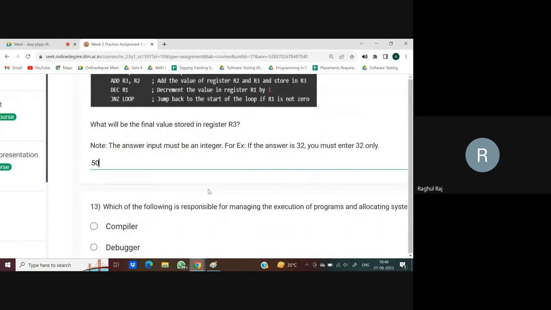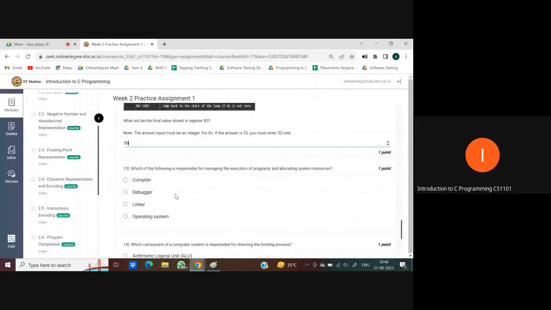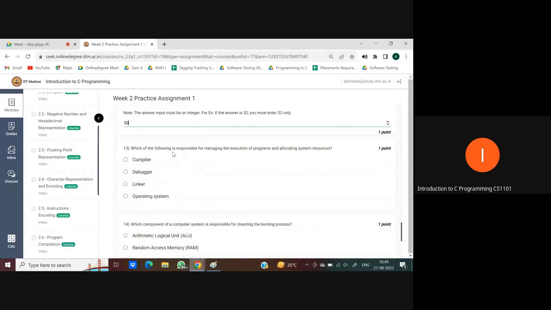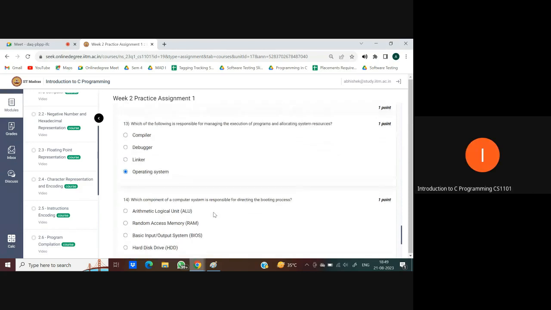Okay. All right. So this is again we are back to theory-based questions. So which of the following is responsible for managing the execution of programs and allocating system resources? Operating system. It is going to be operating system. Compiler. Compiler is used to translate your program into a language that machine can understand.